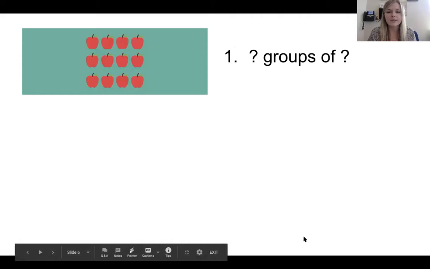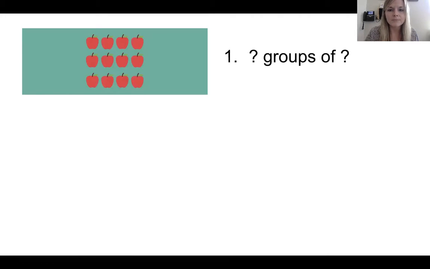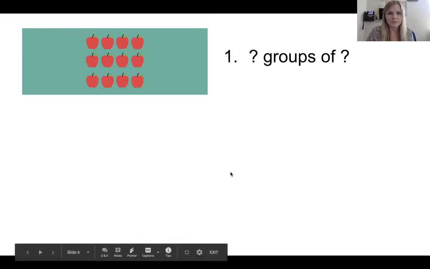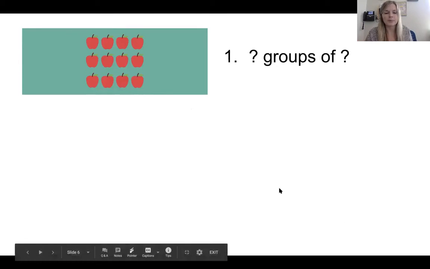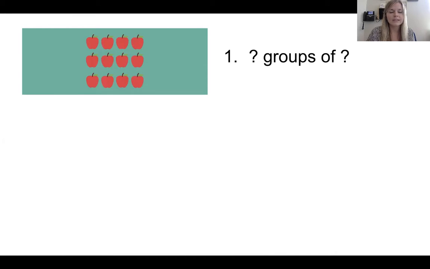Now I want you to pause the video when I am done explaining this problem to you. How many groups of how many? That's confusing. So how many groups of apples do you see, and how many are in each group? I want you to go ahead and pause and try and solve this. How many groups do you see, and how many apples are in each group? If you have not paused this to solve yet, please do.